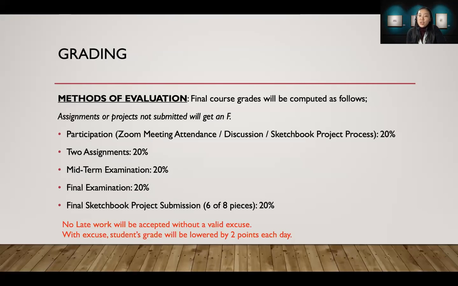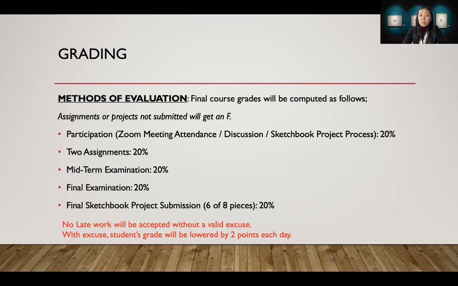The participation will be 20% of your final grade, and the 2 assignments are 20% as well. Midterm exam will be 20%, and the final exam will be 20%. Lastly, the final sketchbook project submission will be 20% as well. And we are going to make 8 artwork pieces over the course, but you can just submit 6 completed pieces at the end of the course.